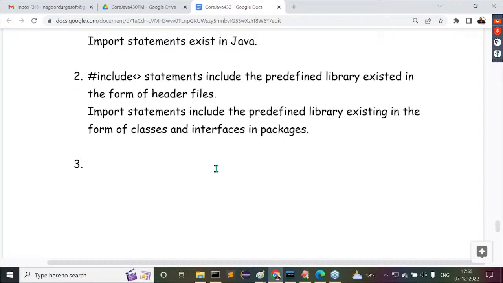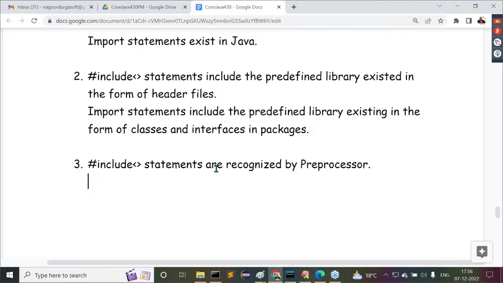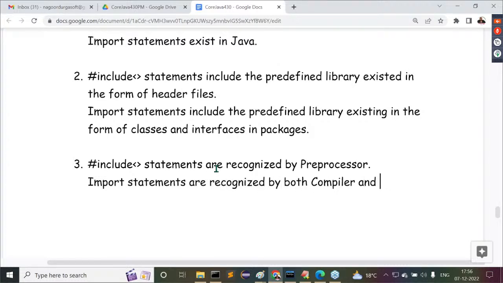The second point here we have to understand clearly. Next one is point number 3. Which one is recognized by preprocessor, and which one is recognized by compiler and JVM? Hash include statements are recognized by the preprocessor. But import statements are recognized by both compiler and JVM in Java. Guys, observe carefully.